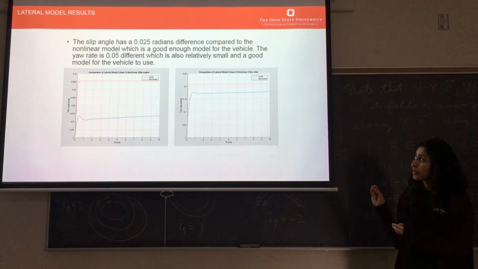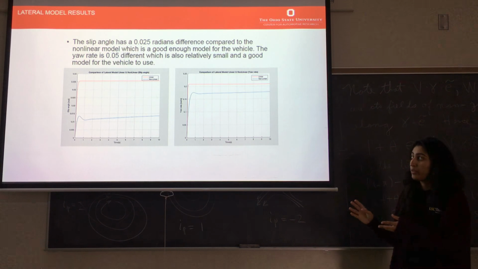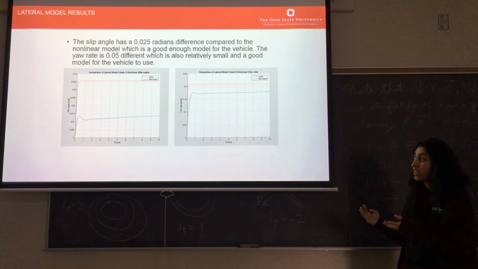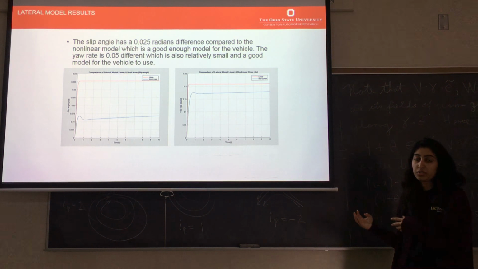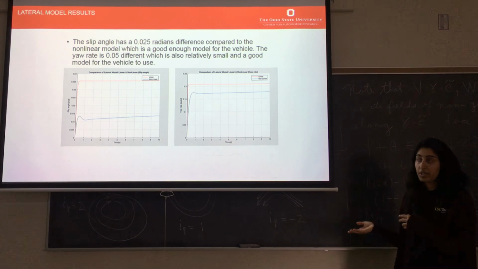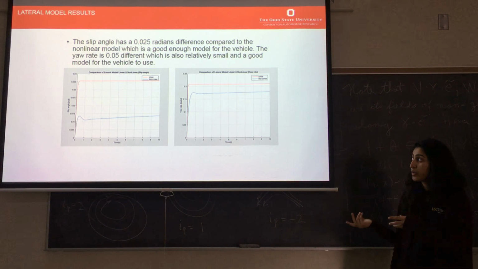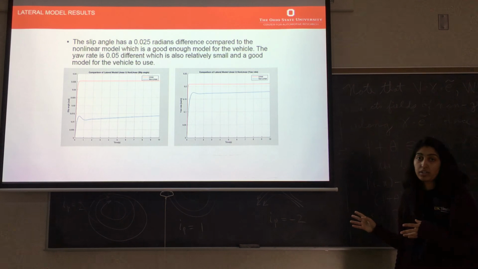And for the linear model, we first run it to get what we want to get, and the nonlinear model shows what we actually get, and we use the PID controller to readjust it so it gets closer values for slip angle and yaw rate. We got a 0.025 radians difference for the slip angle, which is pretty close, and for yaw rate, it was only 0.05. So both models were pretty good for our purposes, showing a real world example.